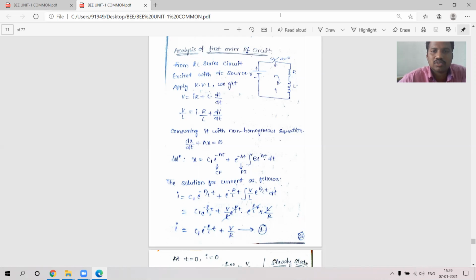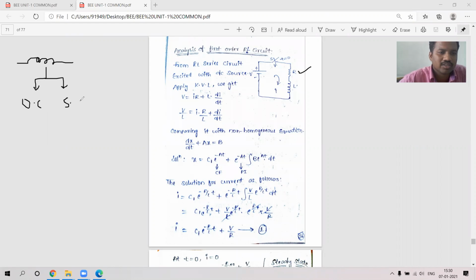We know that these are the storage elements. The initial condition of a resistor is the resistor itself, whereas the inductor behaves in two ways: at the initial condition it behaves like an open circuit, and at the final condition it behaves like a short circuit. How it is open circuit and short circuit, I explained in the last lecture, you can go through that video. Before going to that, let us apply the KVL equation.